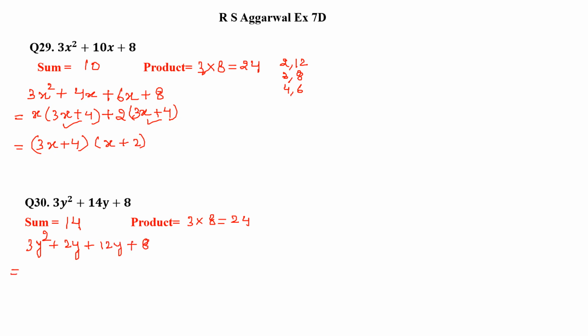And then from the first two terms I can take y common. So it will be 3y plus 2. From the second two terms I can take 4 common. So here I can take 4, 3s are 12, 4 2s are 8. So my answer will be y plus 4 into 3y plus 2. So this will be the answer.